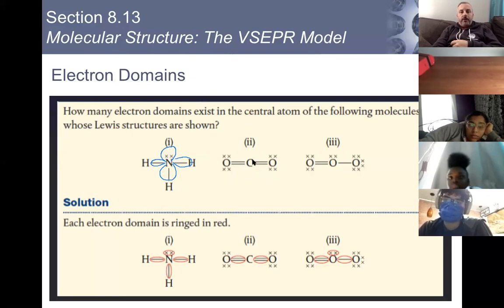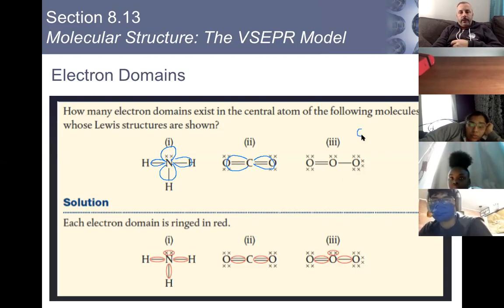We look at carbon. How many domains does it have? Well, double bonds still count as one domain. So one domain, two domains. Does it have any lone pair? No. No. So just two domains.